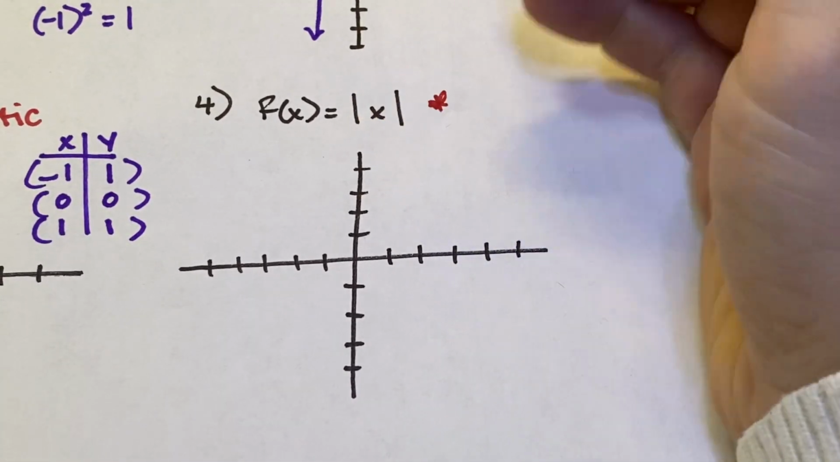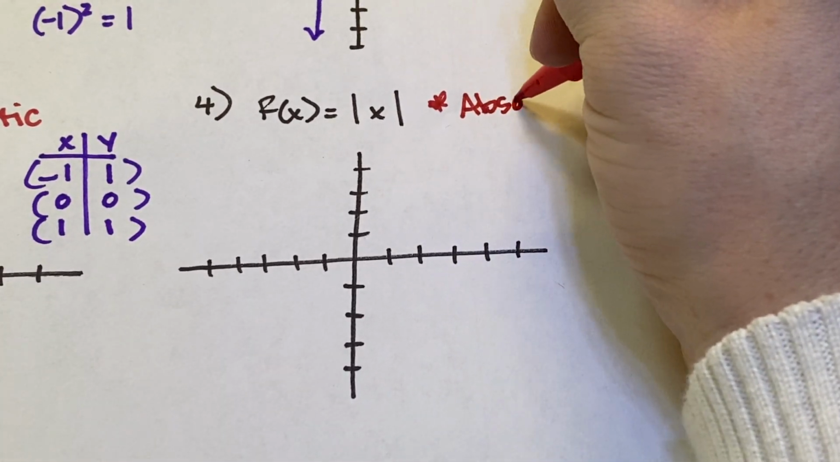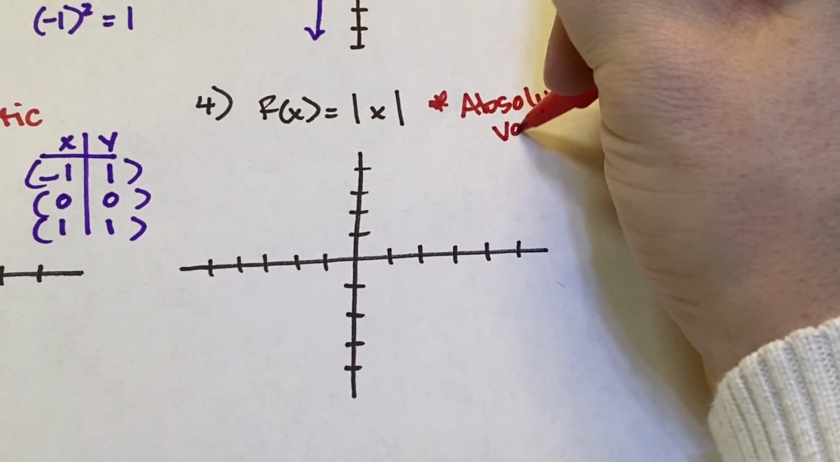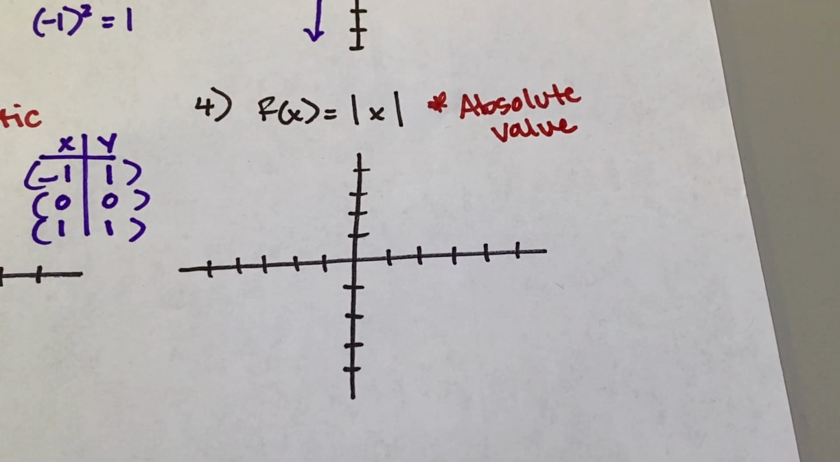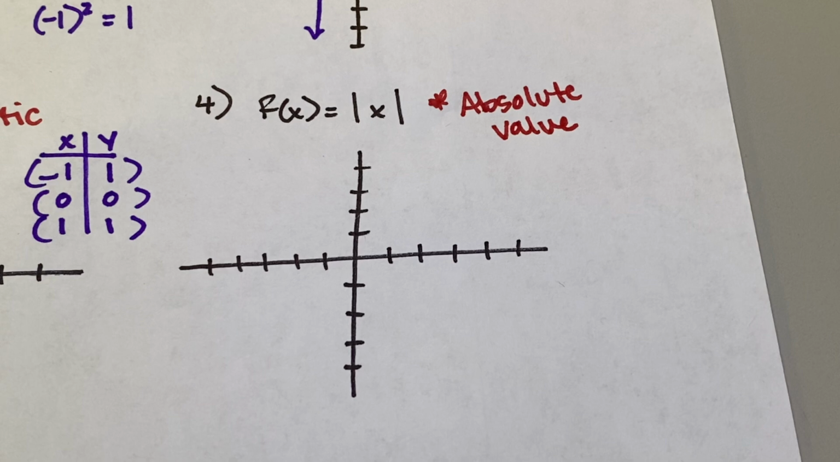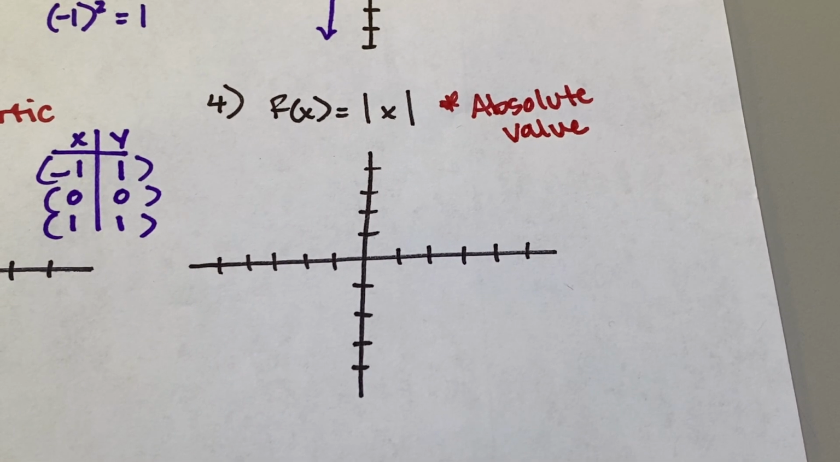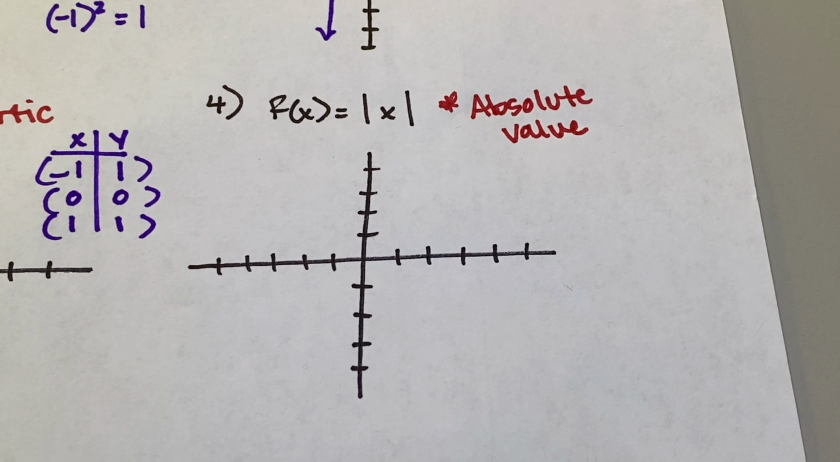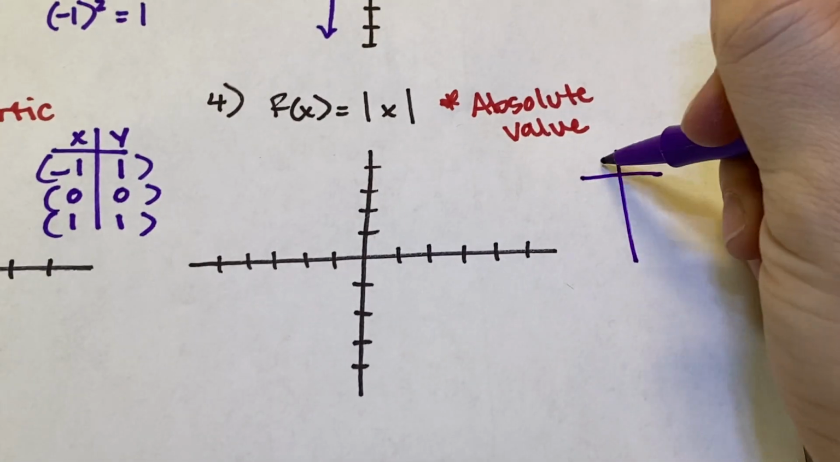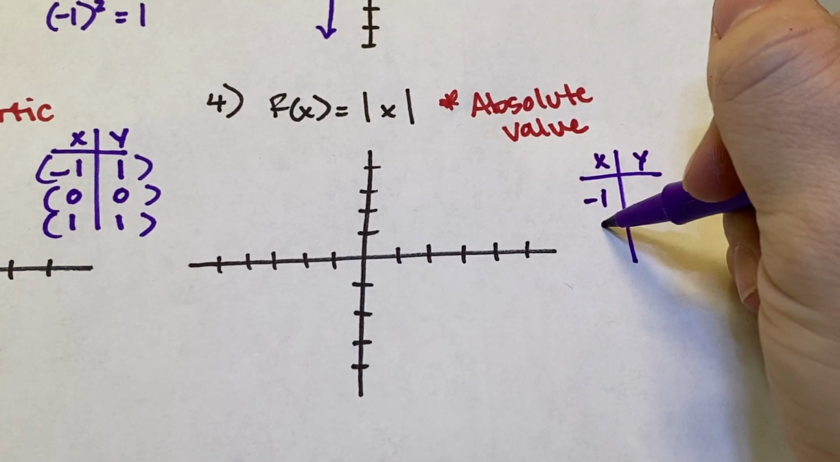Okay, we see the little bars. That tells us absolute value. Love that. Love that that's on my video, too. Okay, so we know this is an absolute value function. Same thing, give yourself your columns: -1, 0, 1.